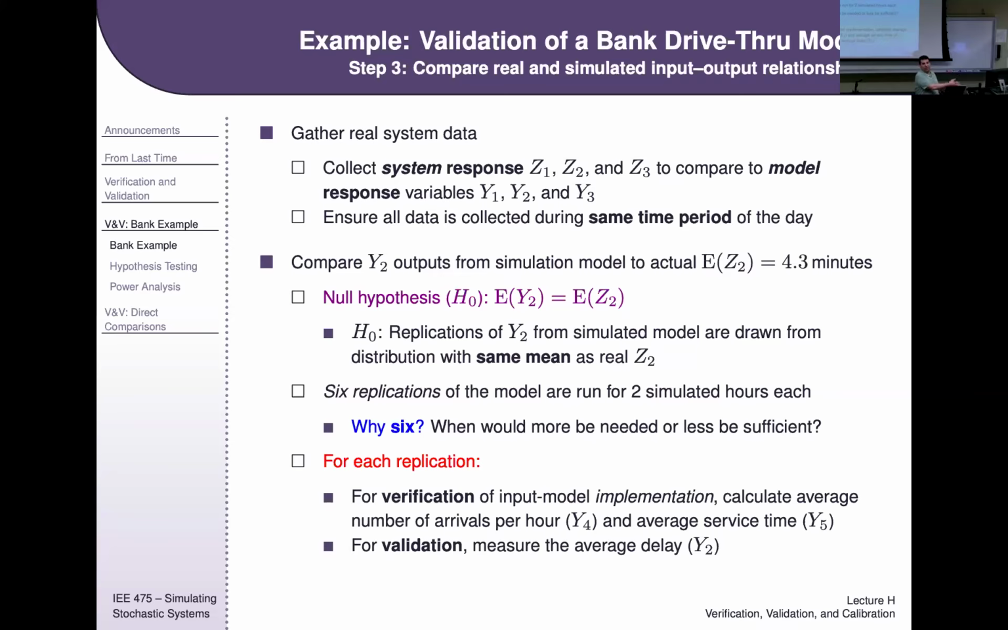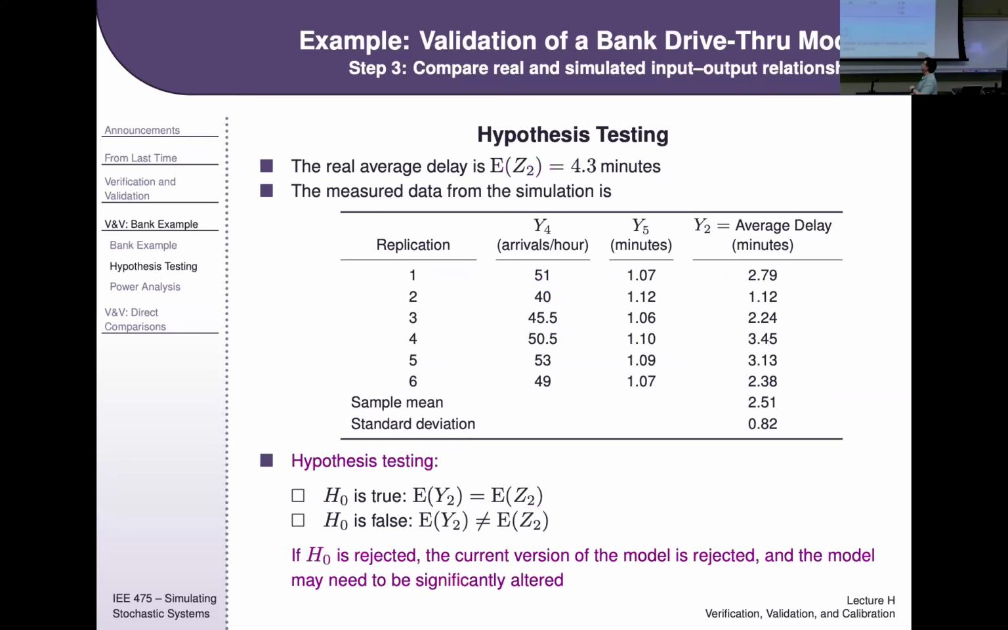Maybe I thought they were going to be arriving once every minute, and it's once every hour. So I need to make sure that I do that verification step, that my inputs are as expected. And then the validation step, I'm going to measure the average delay in the sim and compare it to the average delay in the real world. So I get a table that looks like this.